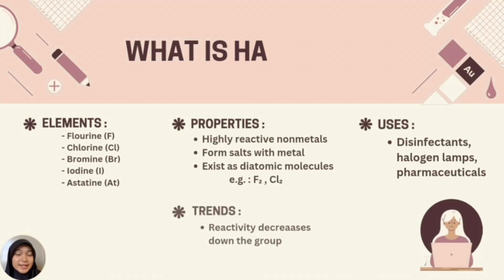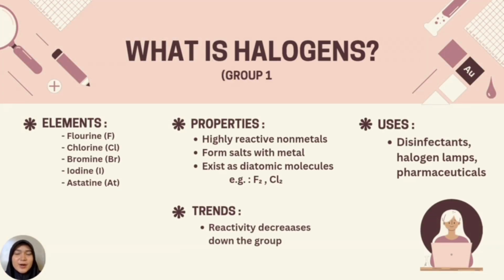We move to the first slide, which is Group 17, also known as the halogens, which includes elements like fluorine, chlorine, bromine, iodine, and astatine. These elements are highly reactive non-metals and are known for their ability to form salts with metals. Their reactivity decreases as you move down the group due to increasing atomic size and shielding effects.